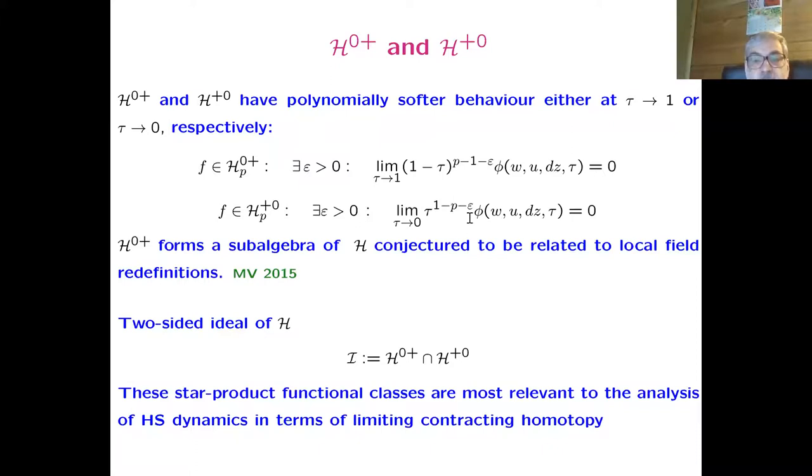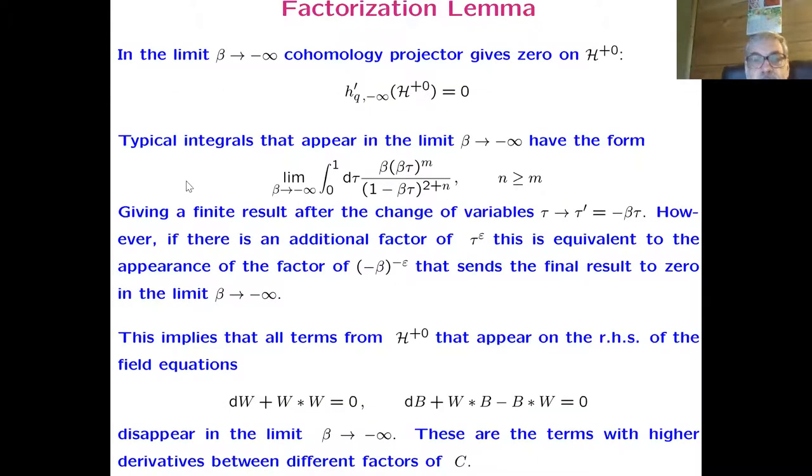saying that let's consider functions that have a little larger power, higher power in tau or one minus tau, going to spaces h zero plus and h plus zero. Then actually this is what allows one to control locality, because it turns out that if one uses this beta homotopy in the limit of beta to minus infinity, the contribution of h plus zero to the homology part completely goes away. And this means that all these terms do not contribute to the final result if one uses this particular homotopy operator. One can see that this is what actually takes care of the potentially non-local terms.